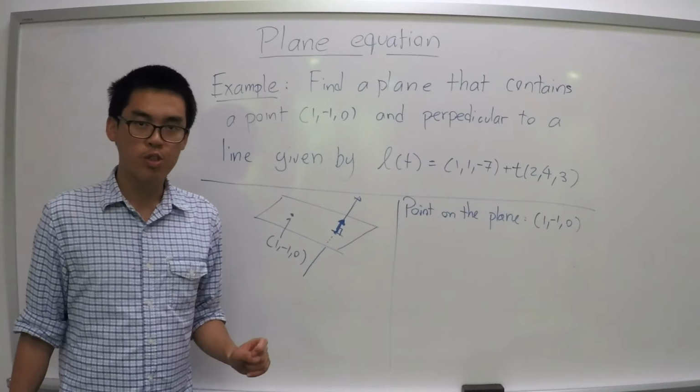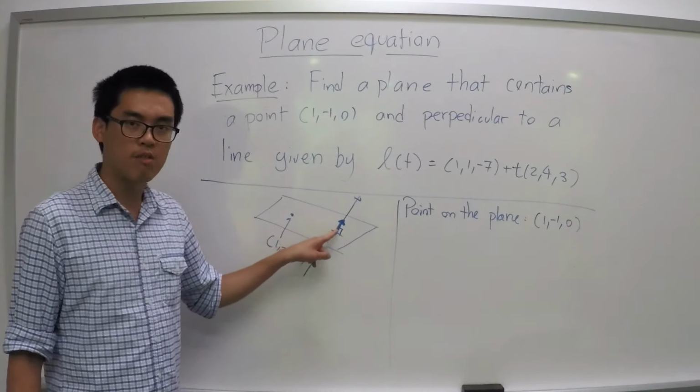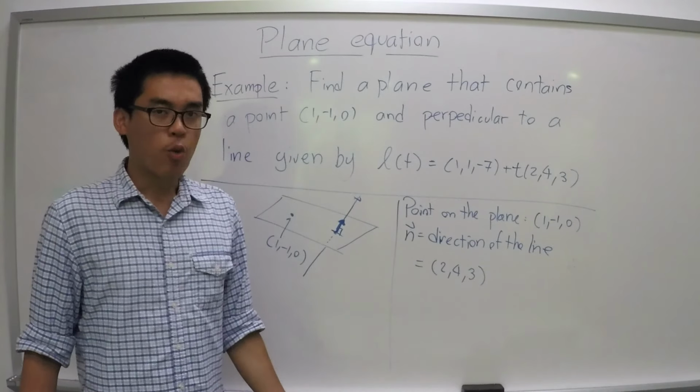Don't make the mistake of using the whole line, because the entire line is not a representation of this vector. This vector represents the direction of the line, which is just the part after t. We ignore this other part because it doesn't tell you anything about the direction of the line. We just use the part after t, which is the direction of the line. Now we have found the two ingredients, the point on the plane and the normal vector, and we can combine them to get the equation of the plane.